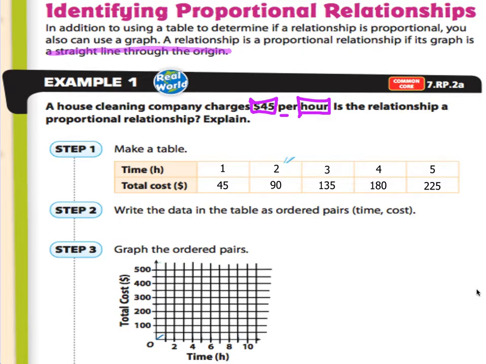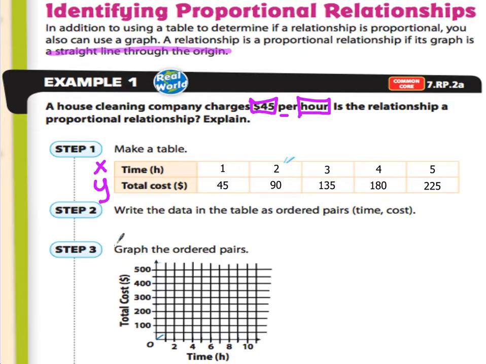All right, so now I'm going to write my data as ordered pairs. So again, my time is the independent variable because the time is what it is. They're going to be there as long as they're going to be there. I can't do anything about that, but the cost depends on how much time they're there.